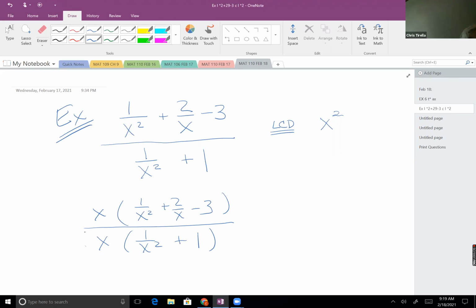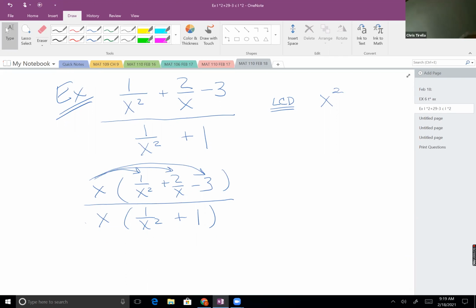And again, because I'm multiplying the top and bottom by the same thing, I'm only multiplying by 1, so I'm not changing the value. Oops, and it wasn't X, it was X squared. Sorry, folks. And so now doing that multiplication, I have to distribute.